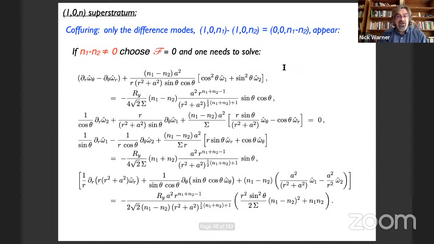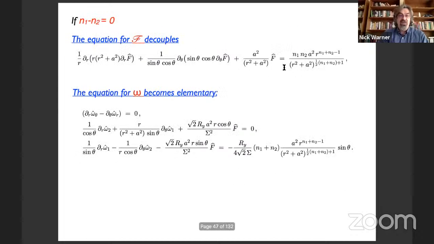So basically, when n1 is equal to n2, the system becomes even more tame. First of all, the equation for f decouples. So it becomes this very simple Laplacian. There's one little residual mode term, from k. I think there's some residual mode term. And then there's a really simple source. You can solve that. It's elementary for f, and then you substitute it back into the equations for omega.